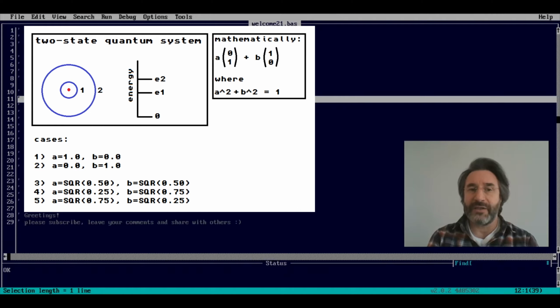The second case is exactly the opposite, where now what was 100% sure becomes 0% sure, and what was 0% sure becomes 100% sure. The cases 3, 4, and 5 that you see in this figure here are different. For example, case 3 is interesting because you are practically preparing your quantum bit, or your quantum system, in a superposition of states which is 50% 0 and 50% 1.